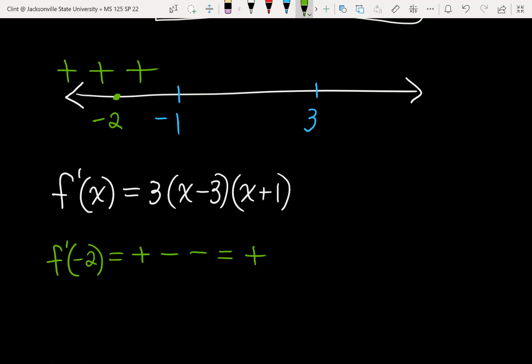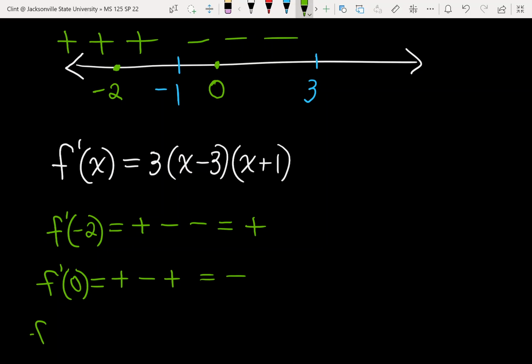Do the same thing 2 more times. We just have to pick different test values. So what's a nice easy one in the middle piece? Yeah, I think 0 is good. So if we want to know about f prime of 0, 3 is going to be positive. 0 minus 3 will be negative. 0 plus 1 will be positive. So the whole thing is going to be negative. On this portion, our derivative is negative.